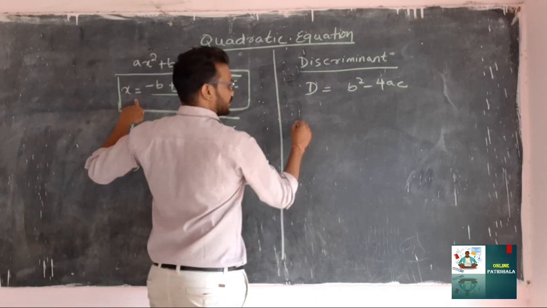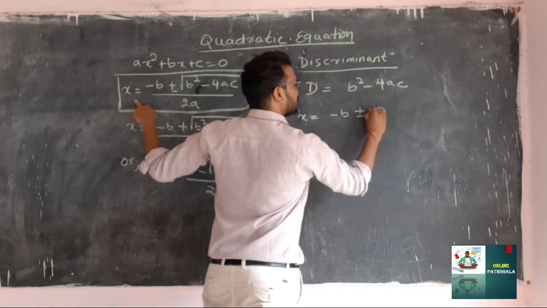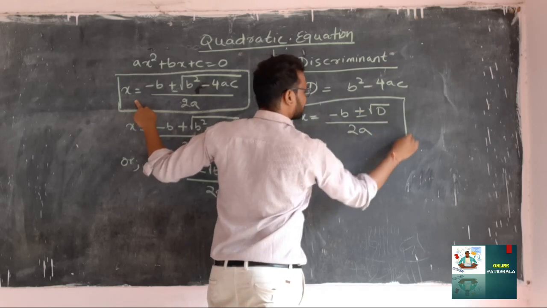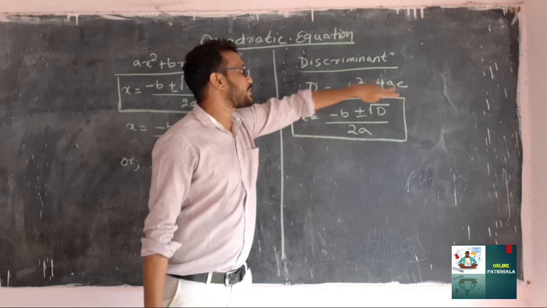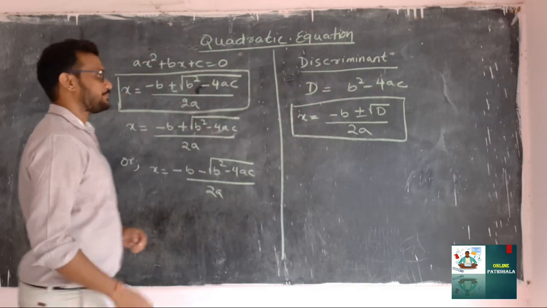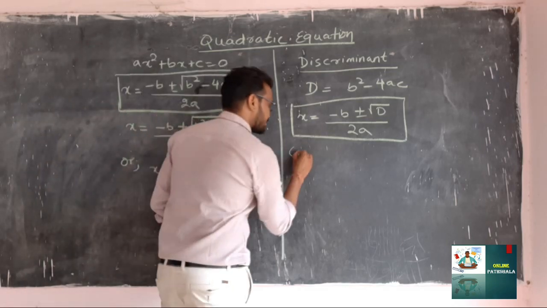So we can write this formula like this: x = (-b ± √D) / 2a. This we can also use. So what is D? D = b² - 4ac. That is called the discriminant of the equation. So three important cases are there.